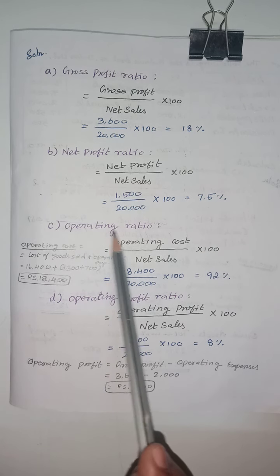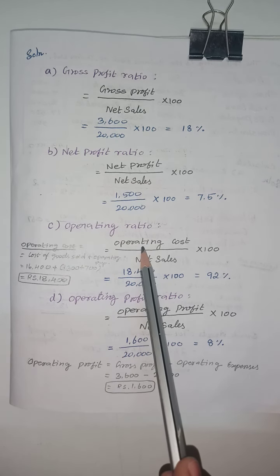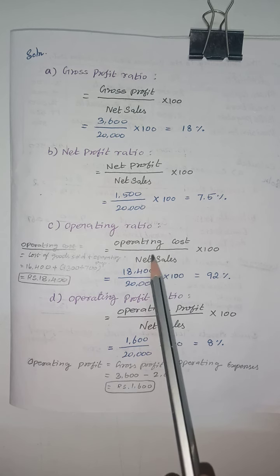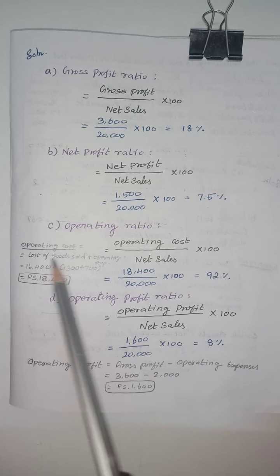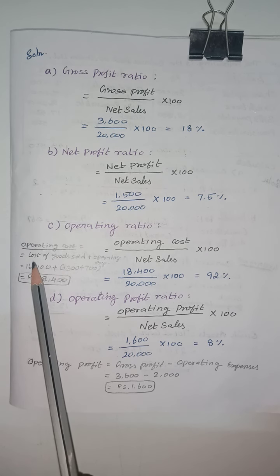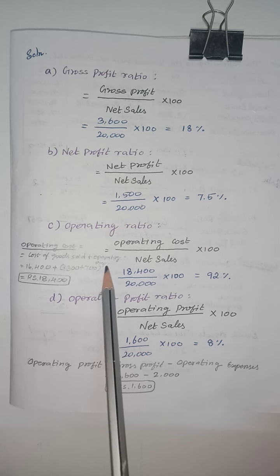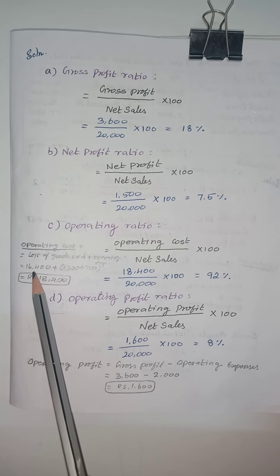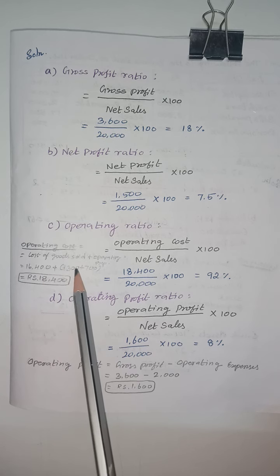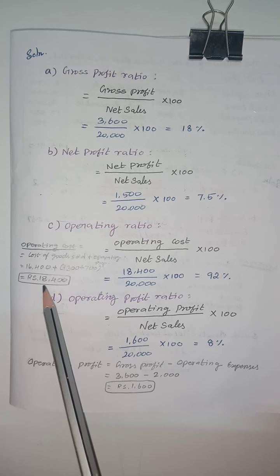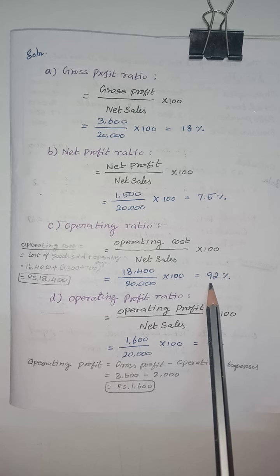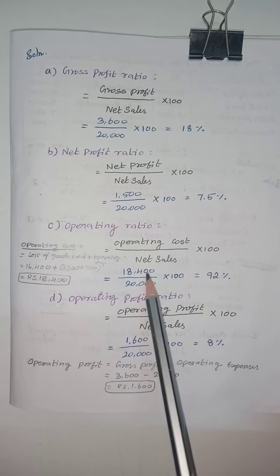The third one is operating ratio. Operating ratio is the operating cost ratio: operating cost divided by net sales into 100. Operating cost equals cost of goods sold plus operating expenses. So cost of goods sold is 16,400 plus operating expenses of 1,300 and 700, total 18,400, divided by net sales into 100. 92% is the operating cost ratio.